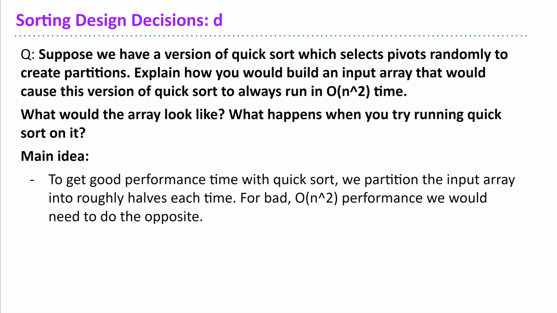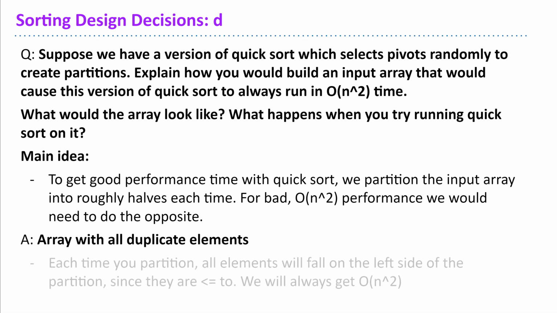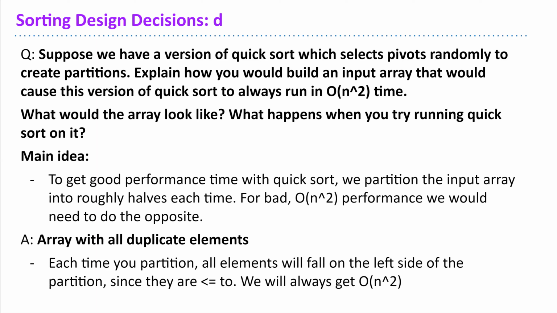But for bad performance from quicksort, aka O of n squared runtime, we need to be able to do the opposite, meaning we don't want our array to get partitioned in half each time. And the way to do this would be to have an array with all duplicate elements. The reasoning for this is that each time you partition, all elements will fall onto the left side of the partition, since they will be less than or equal to the pivot, and that means that we'll always go with O of n squared runtime to actually sort this array of duplicates.